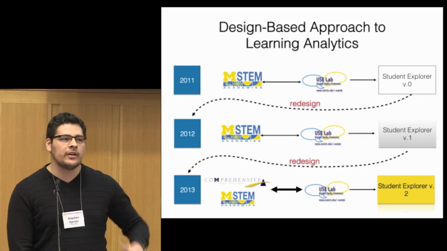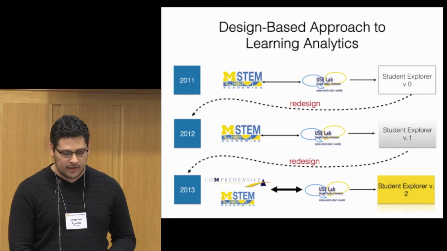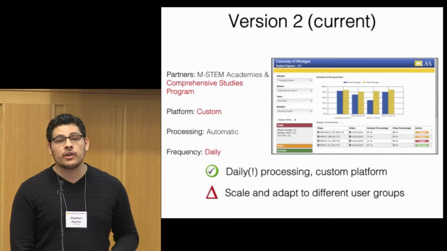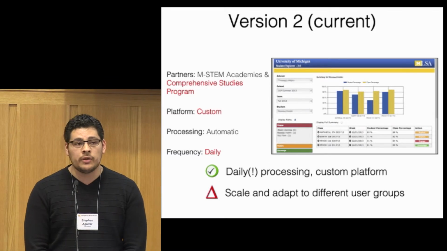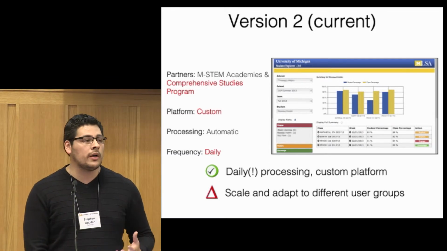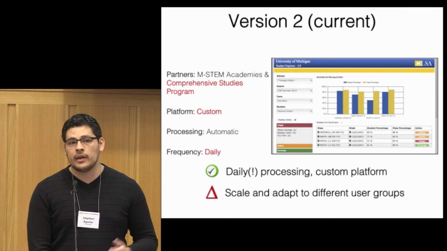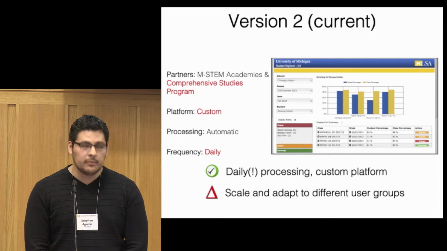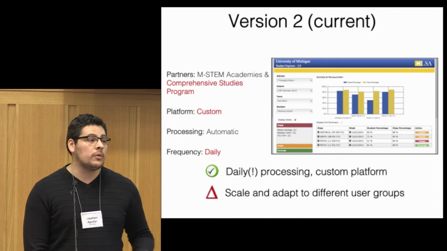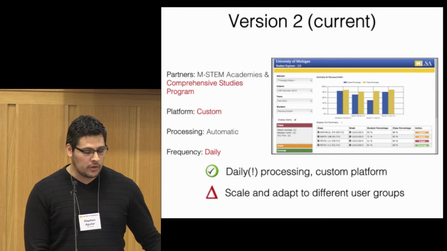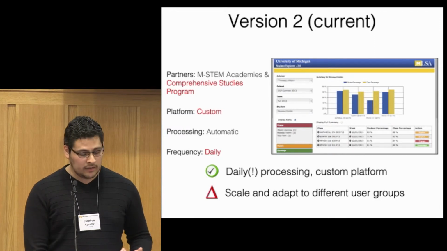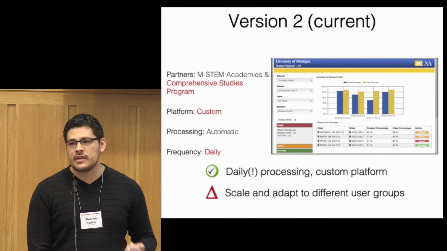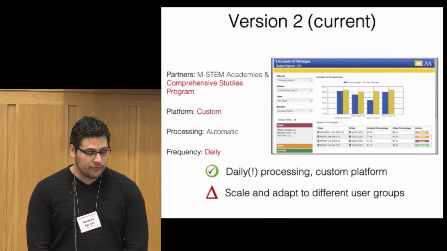Then we started to try to do a few more things to make the data a lot more accessible and a lot quicker to get. So I'm going to skip to the current version of Student Explorer, which is a tool that we're using right now to report to advisors how students are doing in all their courses throughout a term. Our partners are the MSTEM academies, and we added a partner over the summer, which is the Comprehensive Studies program. The platform's a custom platform that was developed in LSNA. The processing is automatic, so there are no more hand computations that plagued the system at the very beginning, and the frequency is daily.